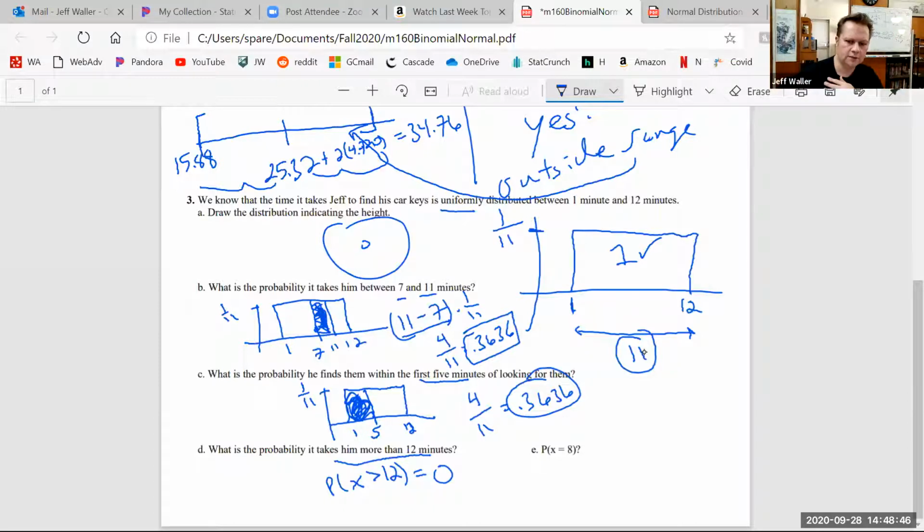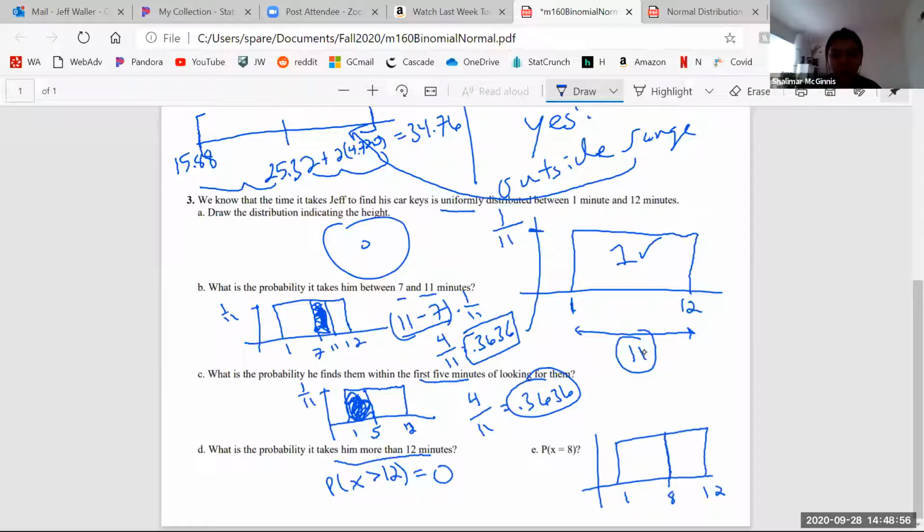So look at what this says. This says the probability x equals 8. What would that look like if I drew that in? Just like a sliver? A sliver, sure. So what is the area of this? Well, how long is this? Oh, it goes all the way, sorry, say again. Oh, 0? 0. So the probability of any individual thing is 0.